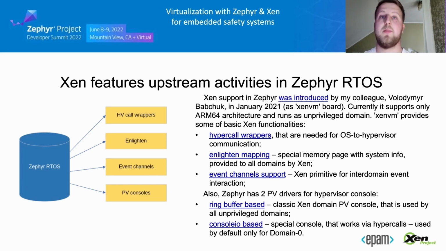The next step was implementation of the first PV driver for the Xen PV console. It should be used instead of PL011 UART emulated hardware. The Xen hypervisor console was taken to the Zephyr mainline too. It has two versions. Ring buffer based, which works for Zephyr that runs as an unprivileged domain, the classic Xen console, and console IO hypercall based. It is the default console for Dom0 domains.